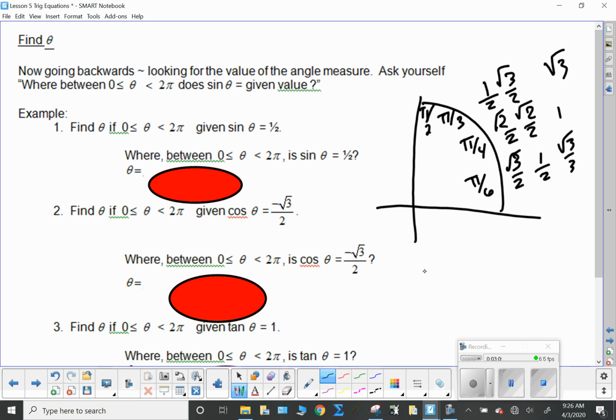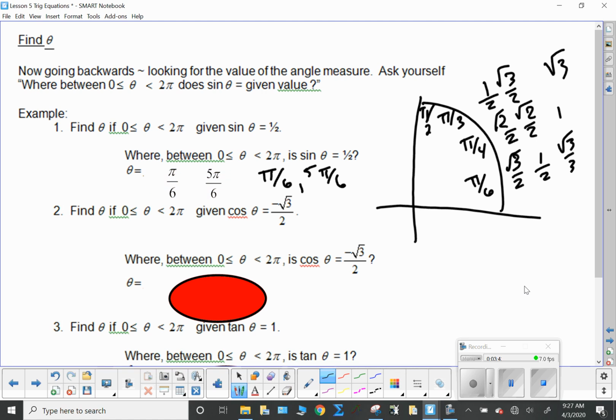Okay? Now, I want to know, given sine is 1/2, remember that on the unit circle, x is your cosine, y is your sine. So sine is 1/2 right here at pi over 6. It's also positive in the second quadrant. So I'm going to have pi over 6, and in the second quadrant is 5 pi over 6.